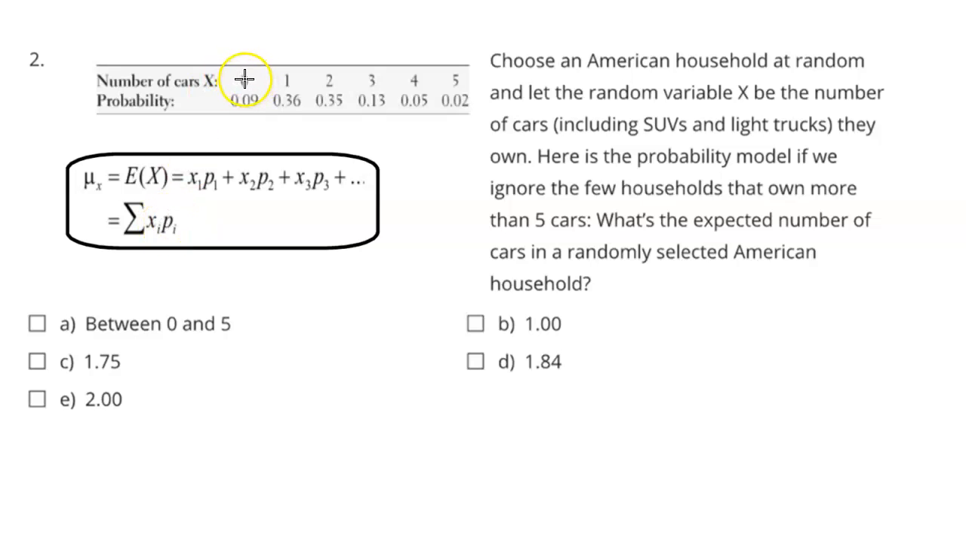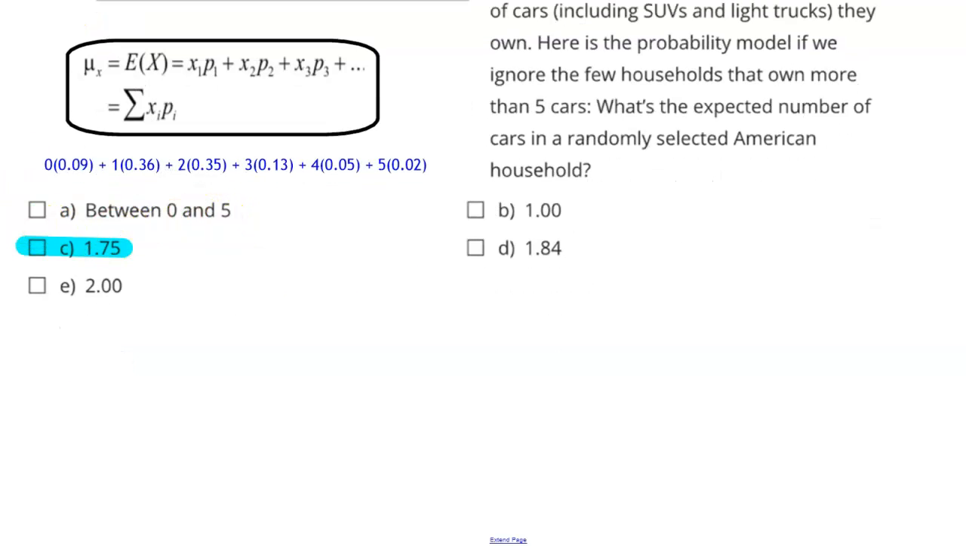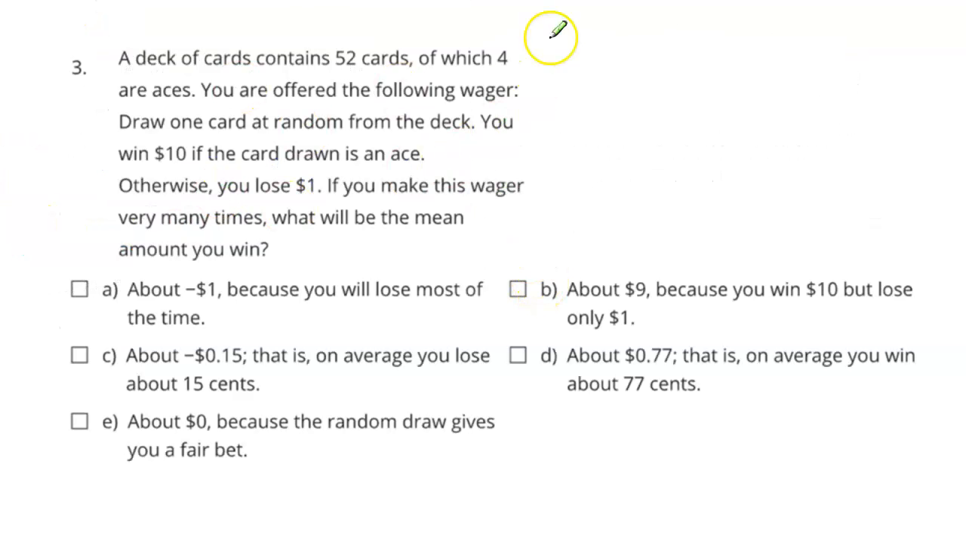So what we can do is do 0 times 0.09 plus 1 times 0.36, etc. And if you were to do all these multiplications and additions, you would get C, which is 1.75. All right, moving forward. That's how to find the mean of a probability distribution, and later on we'll talk about the standard deviation of probability distributions.